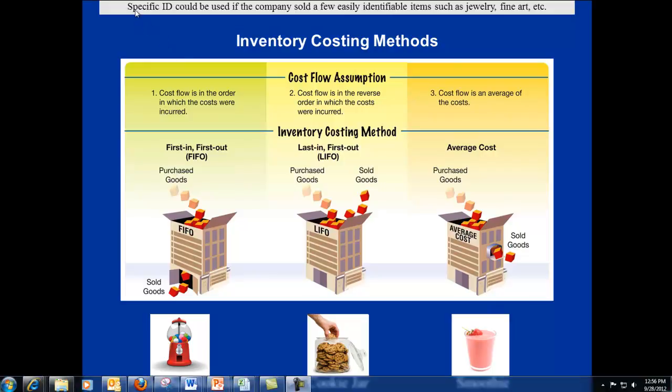I also want to point out that up here at the top it says specific identification. This method could be used if the company sold a few easily identifiable items such as jewelry, fine art, an expensive automobile, etc. So we can actually know which unit of inventory we sold. If it's a very expensive piece of jewelry, we're going to know which one it was that was actually sold. And we wouldn't have to rely on one of these inventory costing methods that we use with indistinguishable units of inventory.